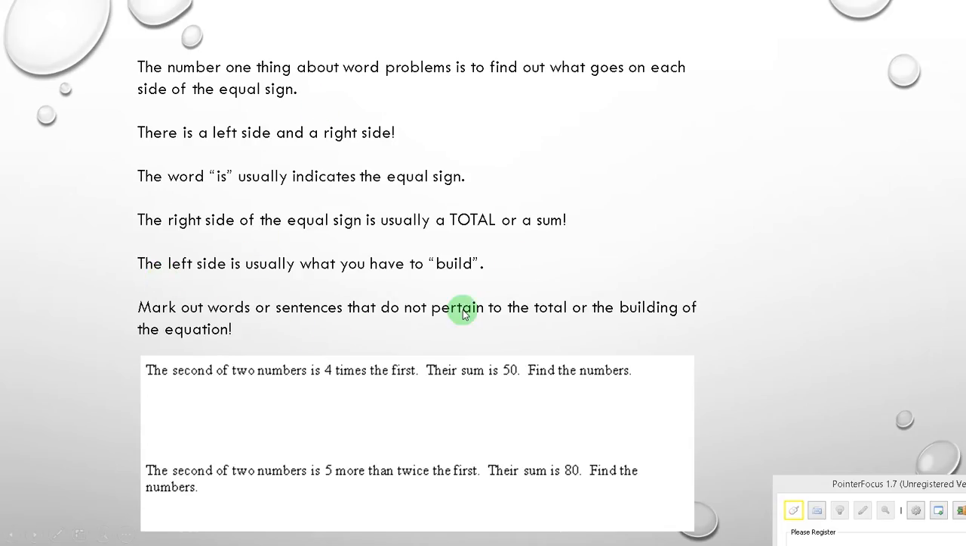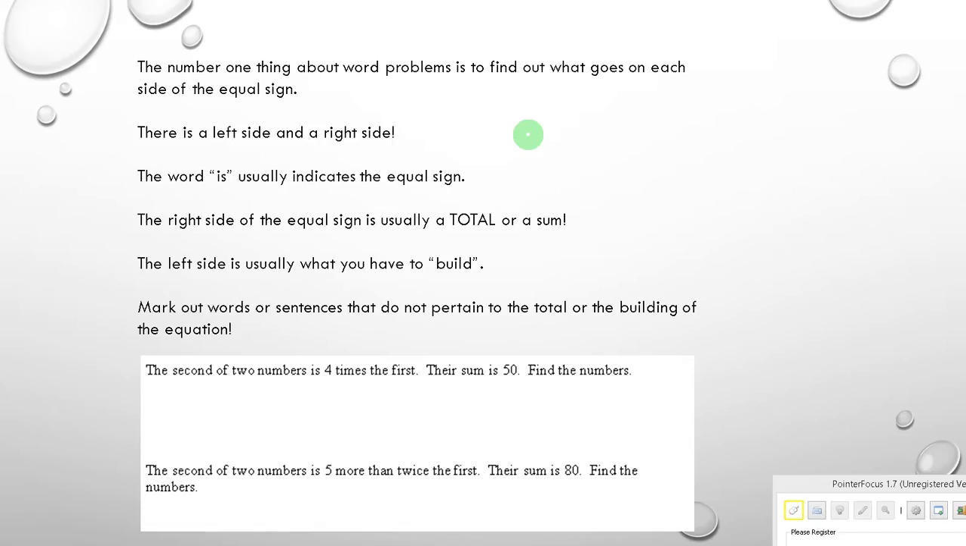Mark out the words and sentences that do not pertain to the total or the building of the equation. Anything that's in there that you don't need. You don't need to know what brand. You don't need to know who made the product. You don't need to know any of that stuff. So mark it out. Here's an example. The second of two numbers is 4 times the first. Their sum is 50. Now there's two is's here, and how do you distinguish them? Well, the is 50, that's equals 50.